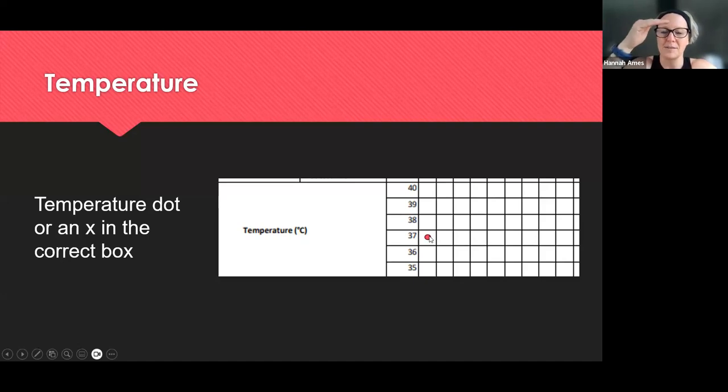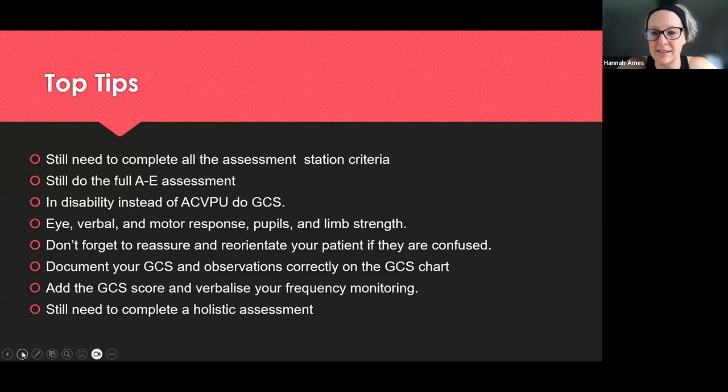Now the temperature comes at the top of the chart under the GCS, and then it's your blood pressure, pulse, then your respiratory rate, saturations, and then your pupils and your limb strength. But still make sure that you're doing the correct systematic order, so your temperature should still be the last vital sign that you take. So my top tips: remember, you still need to complete all the assessment station criteria and fulfil the assessment station marking criteria. You still need to do your full A to E assessment.